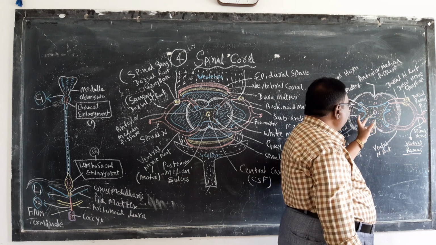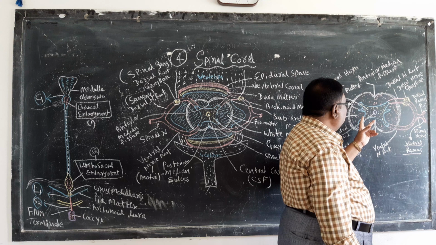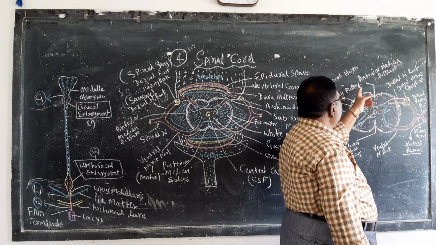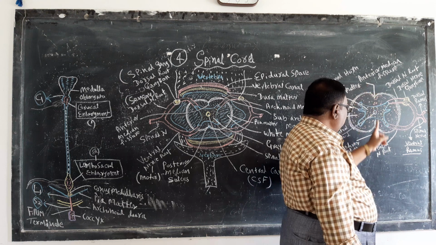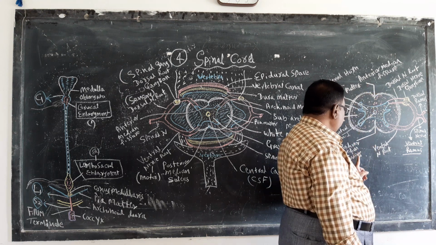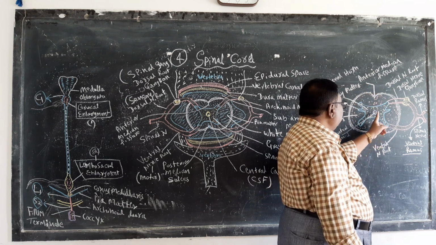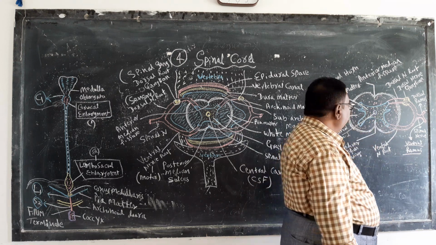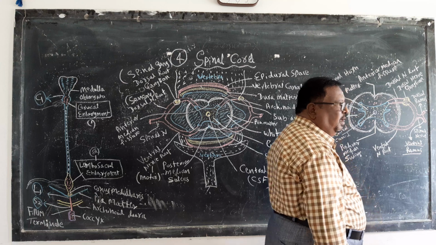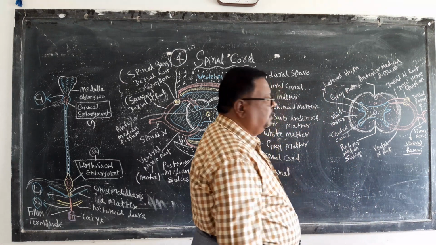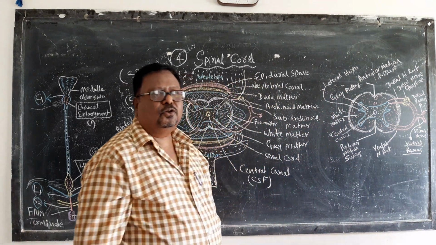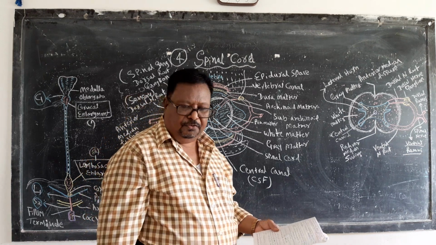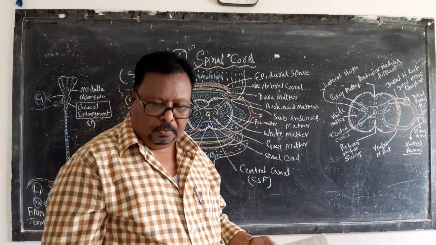The body of the spinal cord is divided into two portions by fissures. They are the anterior median fissure and the posterior median fissure. And there is a central canal which is filled with CSF, that is cerebrospinal fluid.